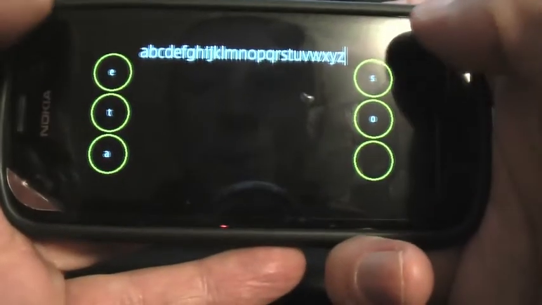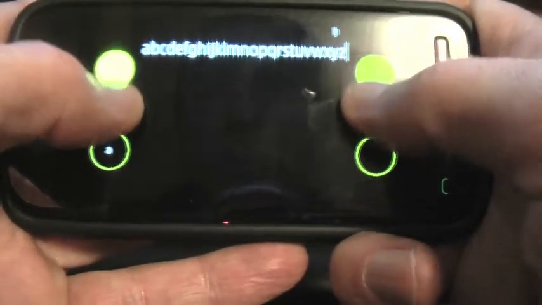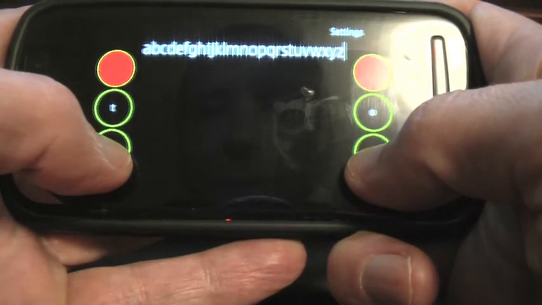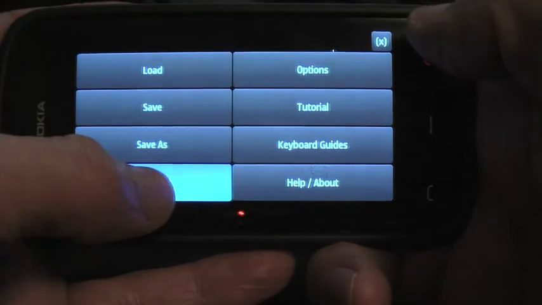Finally, to exit the program, bring up the settings, slide both fingers down from the top two thumb pads and hit quit on the menu.